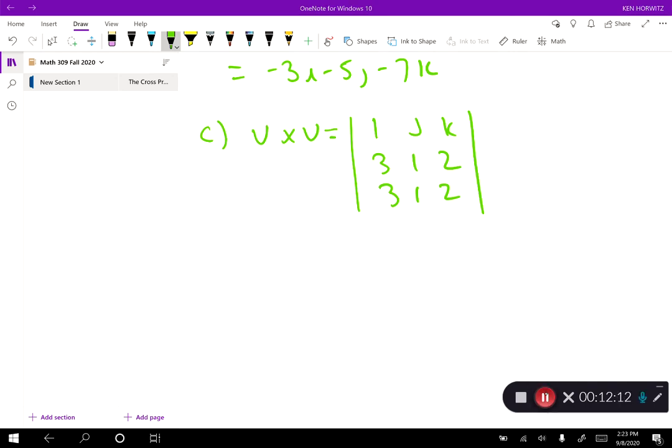All right, hopefully you were able to set it up and do the work. Final answer wound up to be 0, so any vector cross itself looks like it's going to be 0, and that is indeed one of our properties.